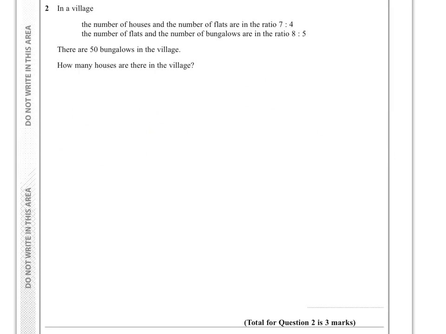Question 2. In a village, the number of houses and the number of flats, so the houses to flats are in the ratio of 7:4, and the number of flats to the number of bungalows is in the ratio of 8:5. We're told there are 50 bungalows in the village. We've got to work out how many houses there are.